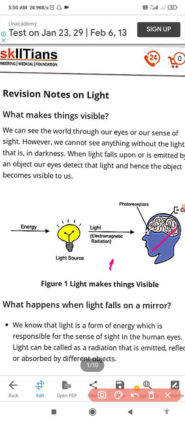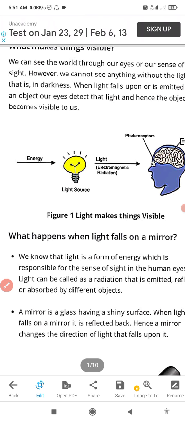So what happens when light falls on a mirror? We know that light is a form of energy which is responsible for the sense of sight in the human eyes. Light can be called radiation that is emitted, reflected or absorbed by different objects. It means if light is present in the environment, then it is absorbed by different objects.